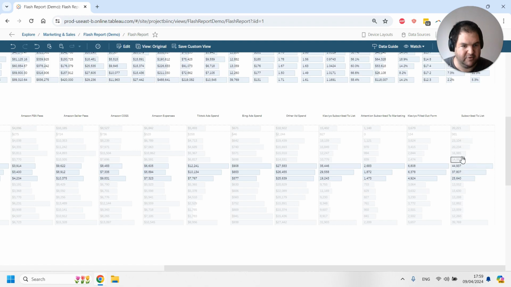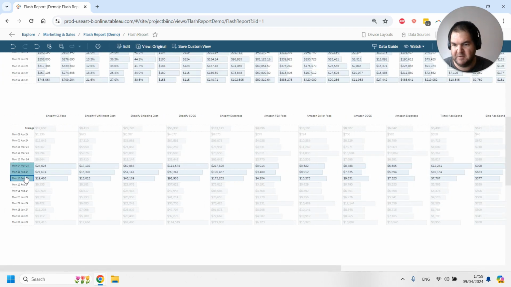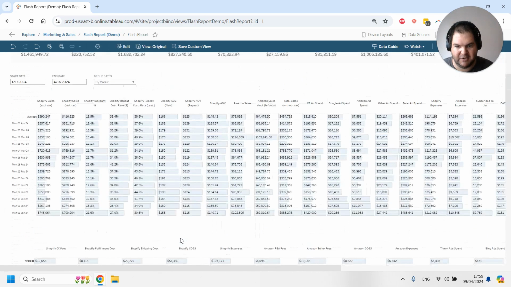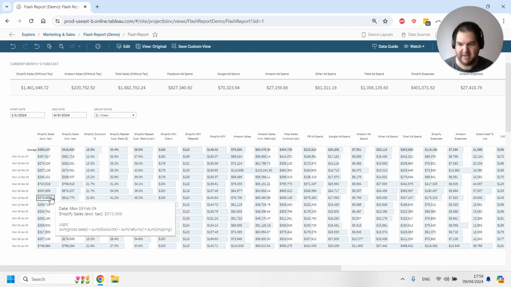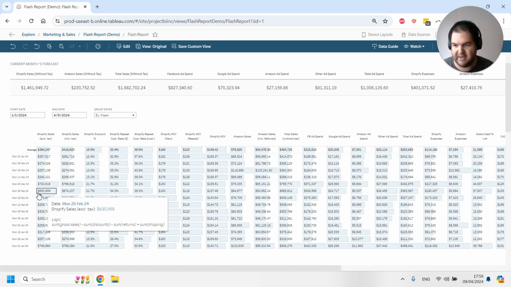We also saw a nice boost in subscribe to list and filled out form. Those are 2 key events within Klaviyo and Attentive. We also saw a nice boost. So yeah, not too much to learn there, other than, like I mentioned, heavy discounting and the increase in ad spend. That's obviously going to boost sales.